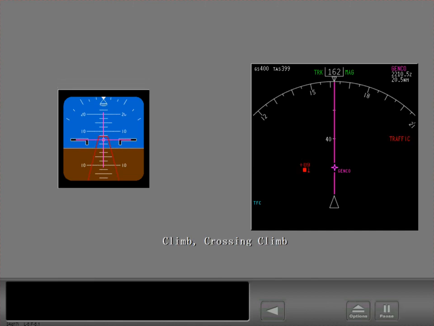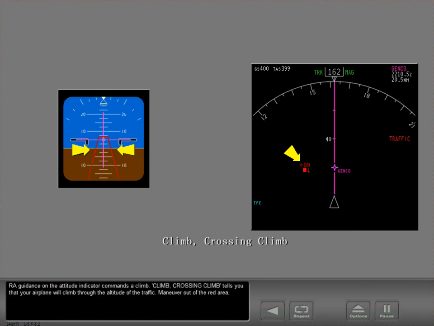Climb, crossing climb. RA guidance on the attitude indicator commands a climb. Climb, crossing climb tells you that your airplane will climb through the altitude of the traffic. Maneuver out of the red area.